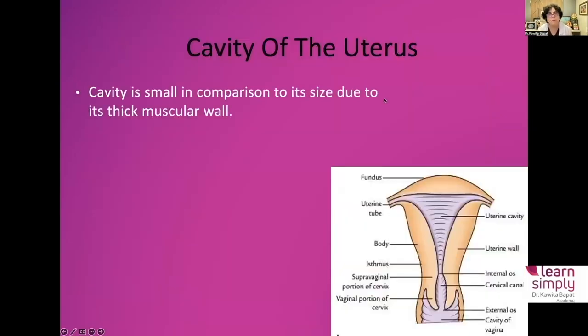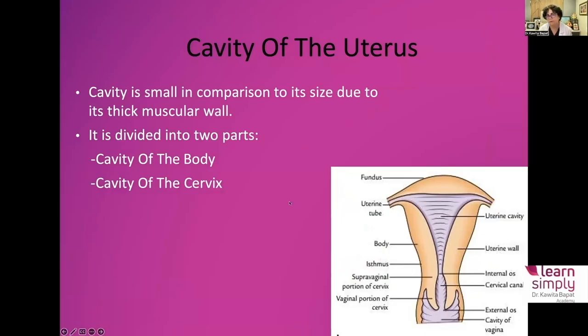So what is the cavity of the uterus? The cavity is small in size due to the thick muscular wall, and it's divided into two parts, the cavity of the body and the cavity of the cervix. You can justify this is the cavity of the body, and this is the cavity of the cervix. Just put up a diagram so that I can draw over there. Just make it a point.